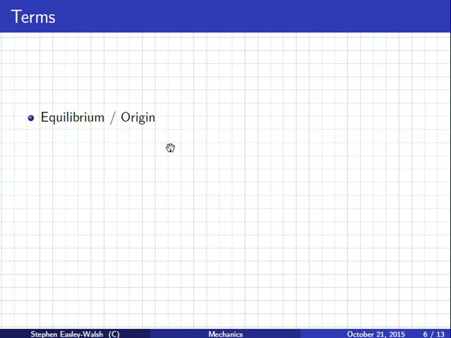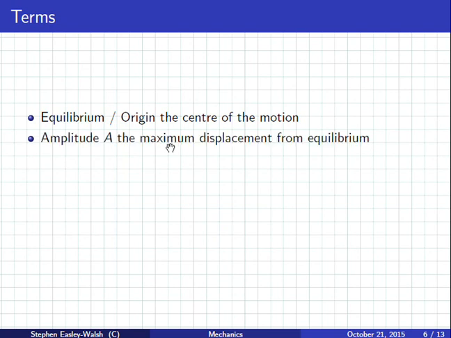So if you have some terms, let me just go back to this animation for a second. You see this position right here in the middle? That's called the equilibrium or the origin. It is the middle, the middle of the maximum and minimum. So that's called the origin or equilibrium. It's the center, basically.